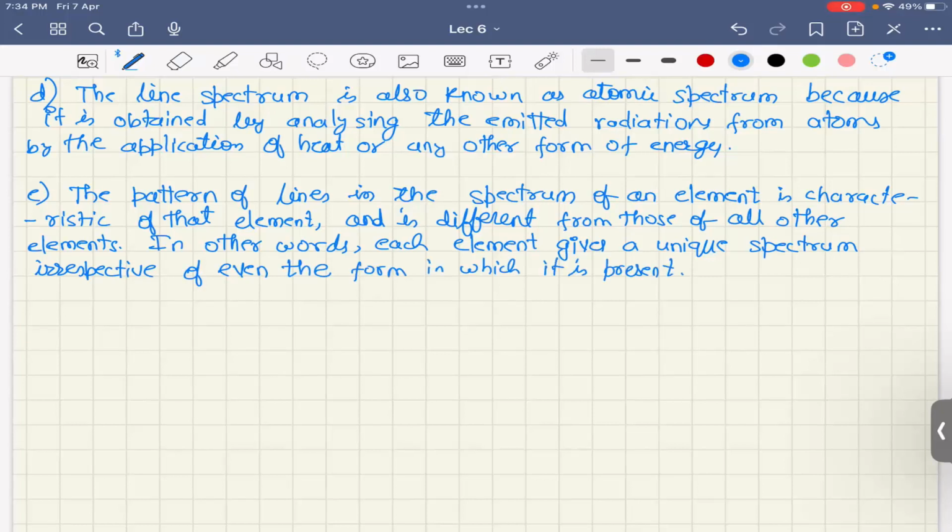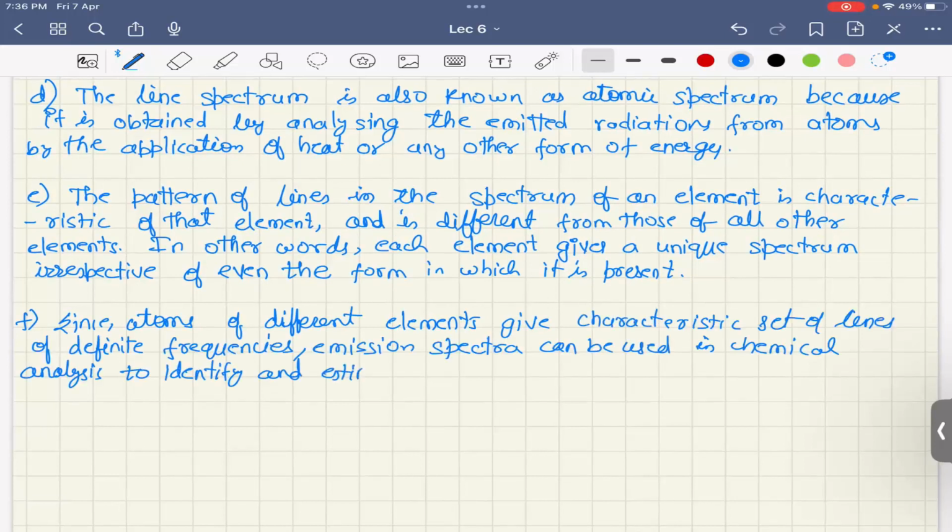Since atoms of different elements give a characteristic set of lines of definite frequency, emission spectra can be used in chemical analysis to identify and estimate the elements present in a sample, right?